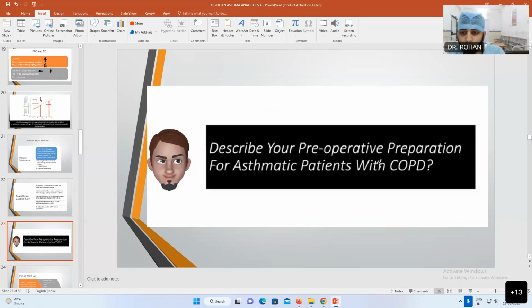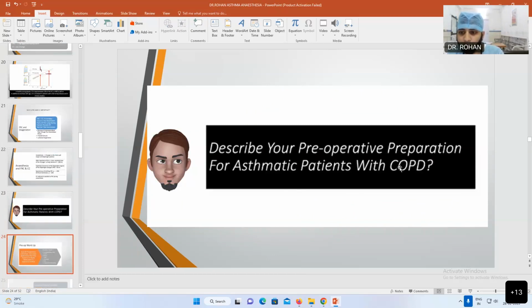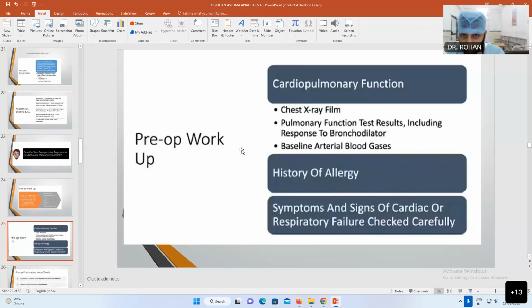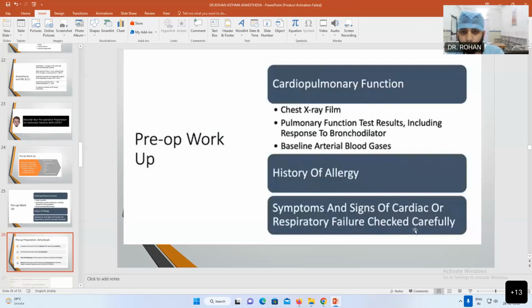So what will be our preoperative preparation for a patient with asthma or COPD? The goal of the preoperative evaluation is to formulate an anesthesia plan that prevents or blunts the obstruction to expiratory flow. So we do a chest X-ray, we do a PFT, and we also check the response to bronchodilator. We do a baseline ABG. We check for the history of allergen. We check carefully for the symptoms and signs of cardiac or respiratory failure.